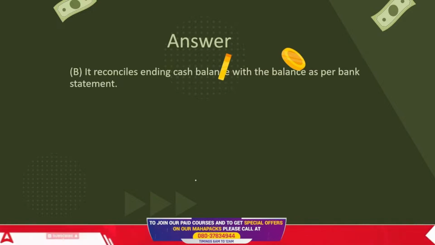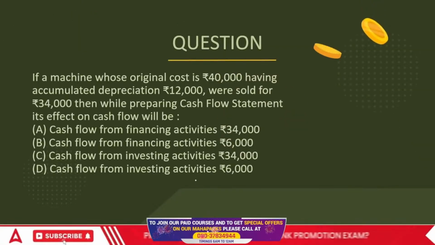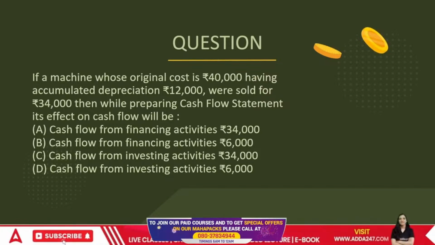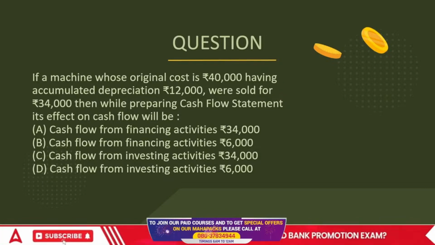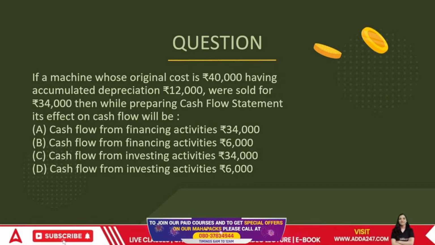So after this, what next do we have? Here comes the next question, everyone. There is a machine worth rupees 40,000 which has depreciation already included in it. This was sold for 34,000. It doesn't matter for what amount it was sold. This amount is there and we are receiving it now. That means the organization is having a cash inflow. Simple rule.